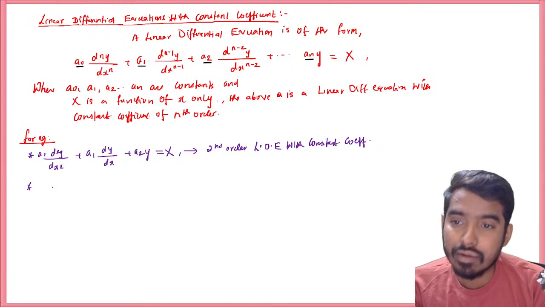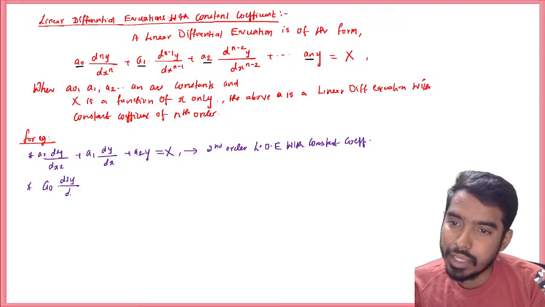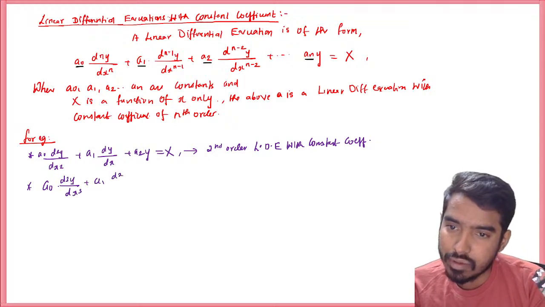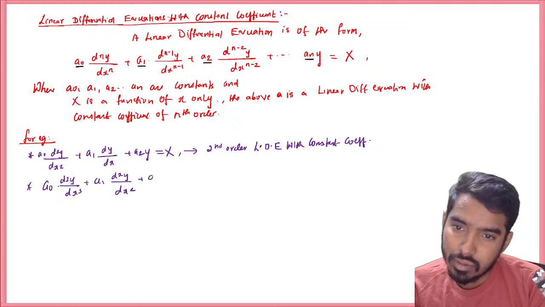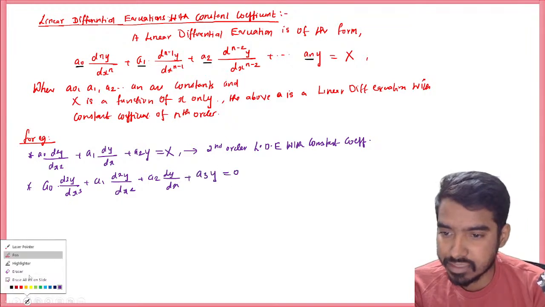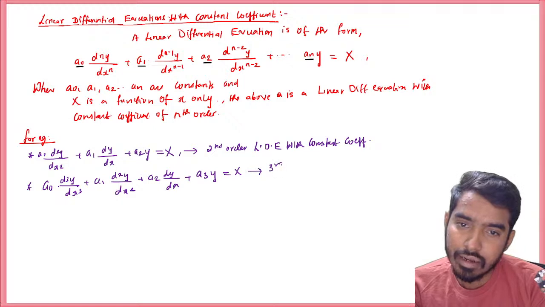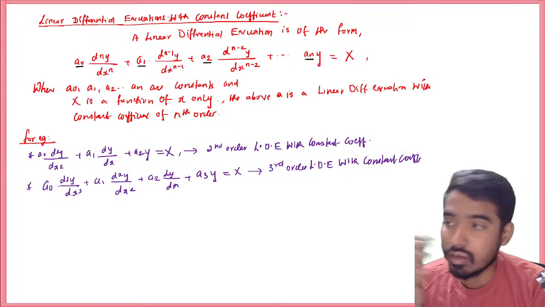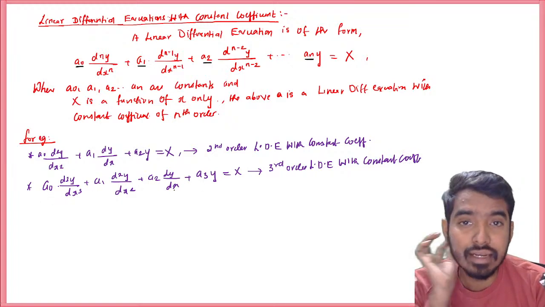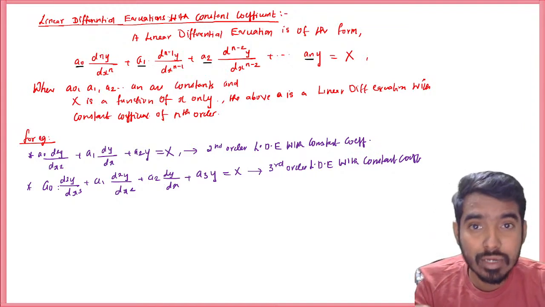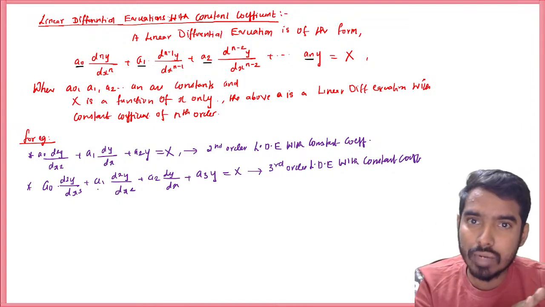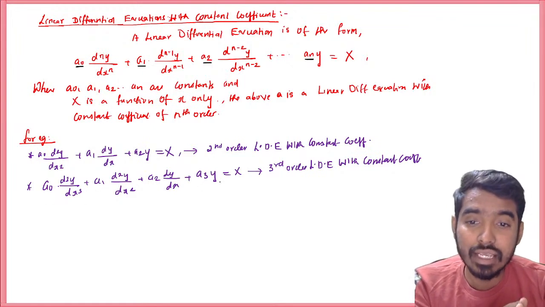Now the third order will be a0 d cube y by dx cube plus a1 d square y by dx square plus a2 dy by dx plus a3 y is equal to X. This is called a third order linear differential equation with constant coefficients. Constant coefficients means a0, a1, a2, a3 are all constants. If they were variable, we would move on to the next topic, but as of now they are all constants.